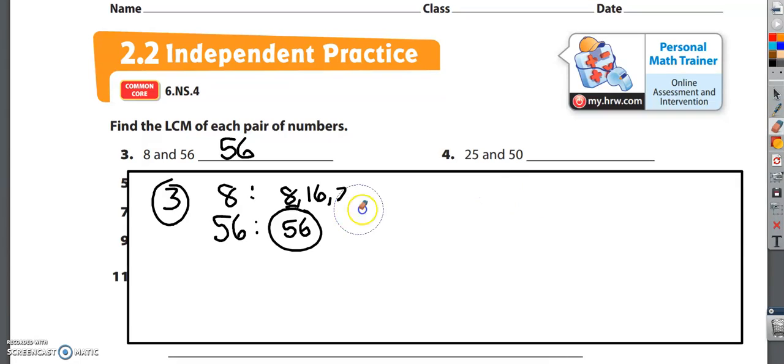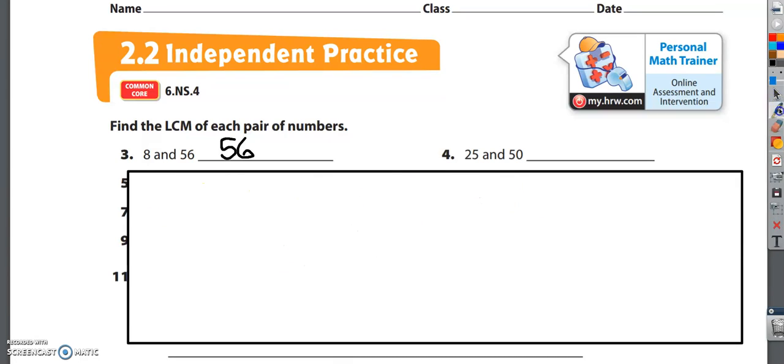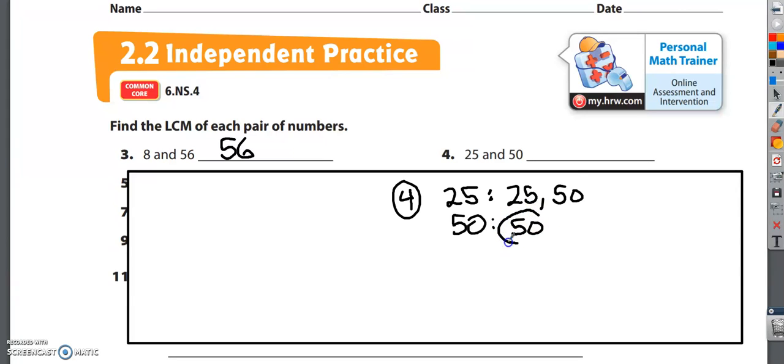Check out number 4. Remember what we just said about the two numbers, if the smaller one is a factor of the larger one? If you think about the factors of 50, 25 is one of them. So do your multiples of 25. You get 25 and 50. And now do your multiples of 50. 50 times 1 is 50. So notice that, again, sometimes the larger number in a multiple list is actually the answer.